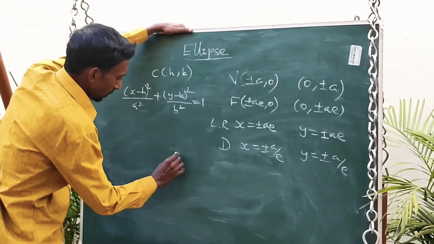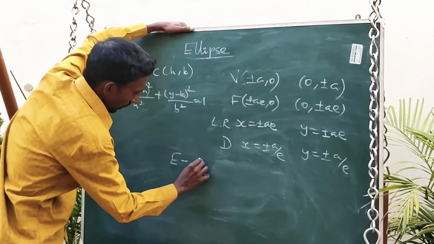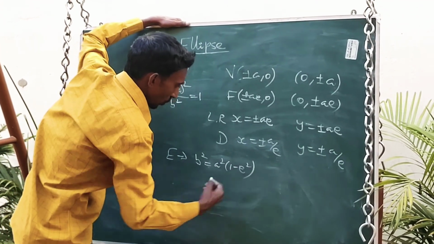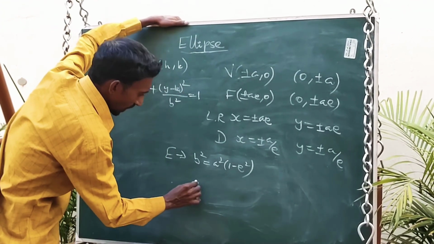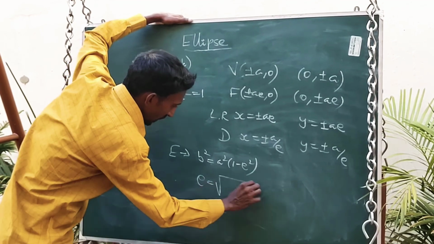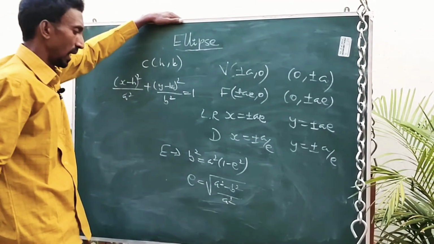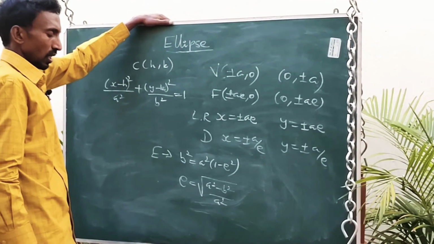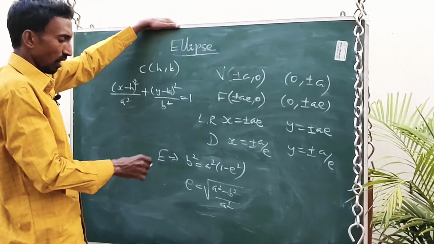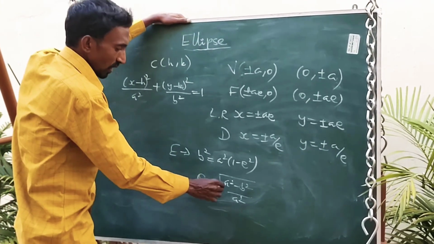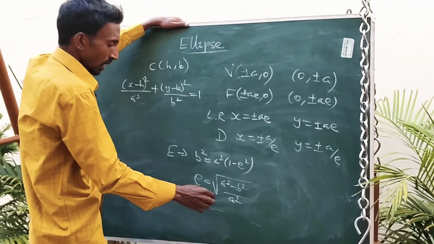For ellipse, b square equal to a square into 1 minus e square. From that we can obtain the value of eccentricity. It is root of a square minus b square by a square for ellipse. Suppose a and b values are given, our aim is to find the eccentricity. It is obtained by this formula, root of a square minus b square by a square.